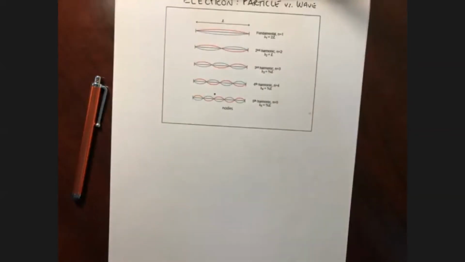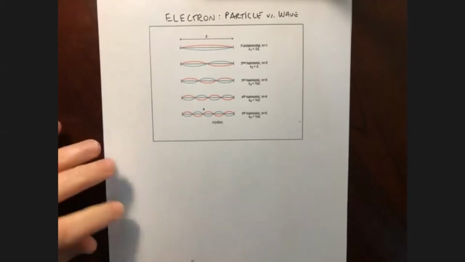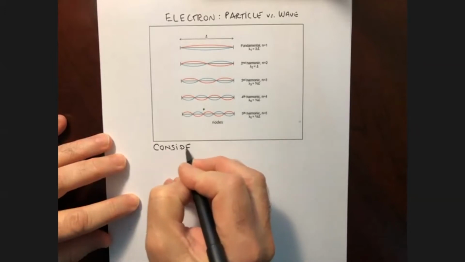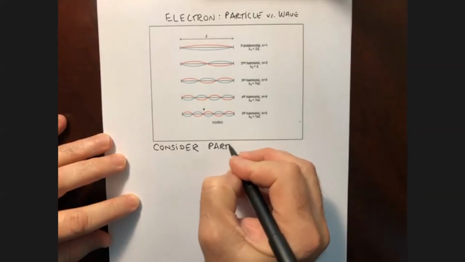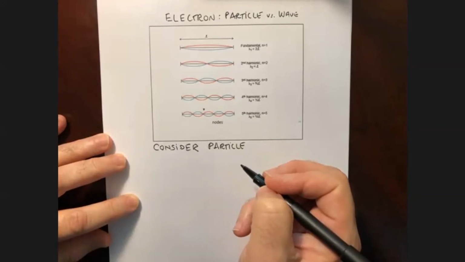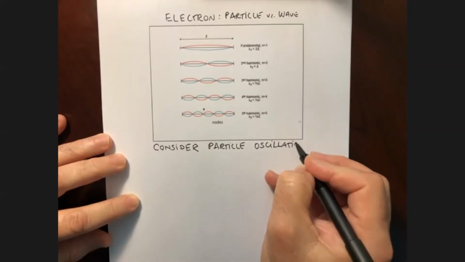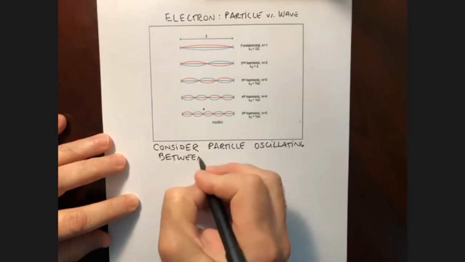So let's do a few things here. What we're doing is comparing what happens when the electron behaves as a particle versus when it behaves as a wave. Let's consider a particle that is essentially oscillating, quote unquote, between two boundaries, right? Oscillating between two boundaries.